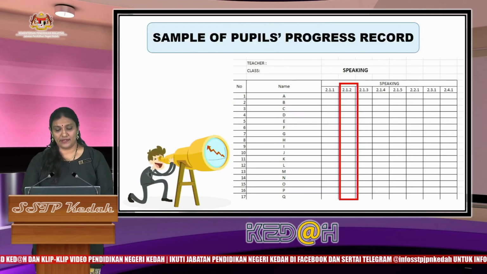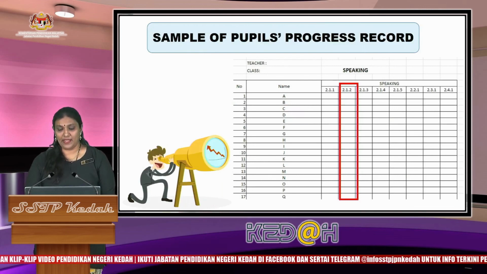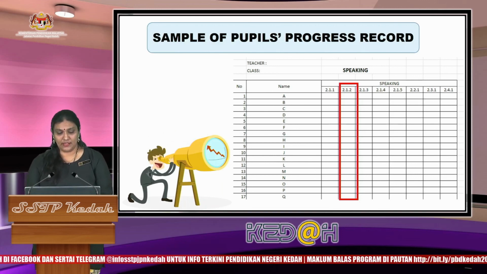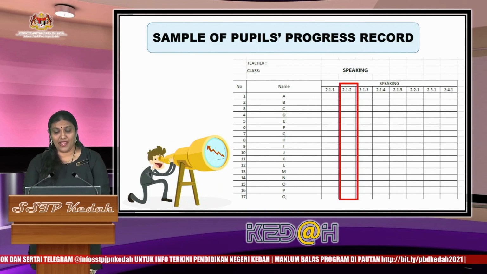Teachers, here is a sample of my pupils' progress record, which I prepared for each of my classes. Each class will have at least one set of progress record where I list all their names and all the learning standards that they need to cover for each skill. By doing this, I can come up with different interventions, and based on the answers provided by them, I can also record their progress step by step.